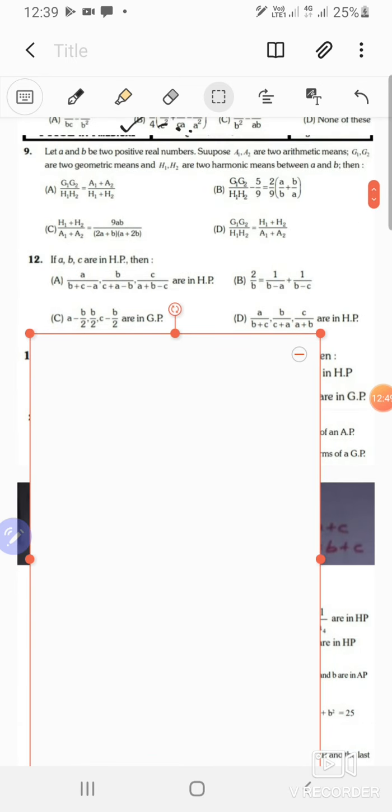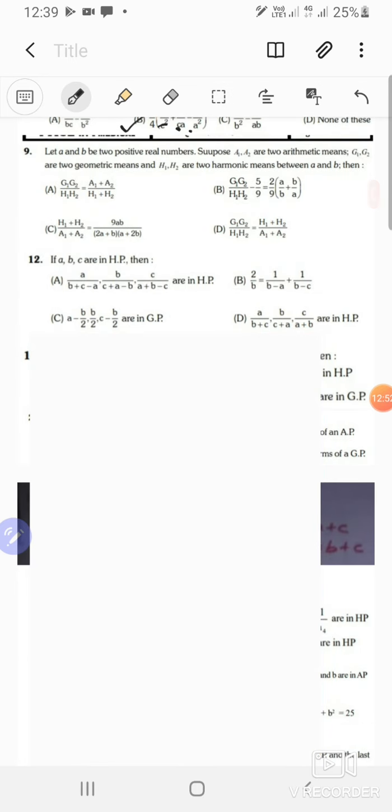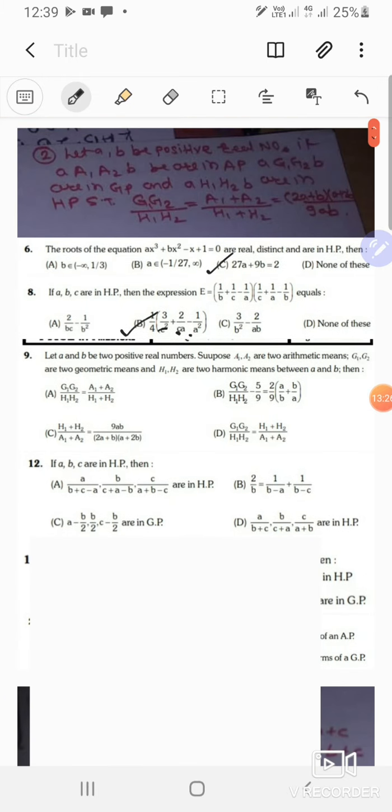Okay, so next question is, let A and B be two positive real numbers. Suppose A1, A2 are two arithmetic means, G1, G2 are two geometric means, and H1, H2 are two harmonic means between A and B. Then, okay, that's nice. I can obviously tell you the answer in one shot. Let's look at the previous question though.